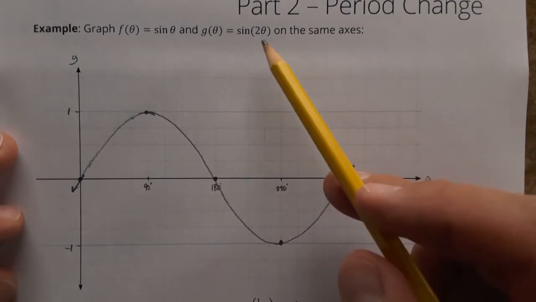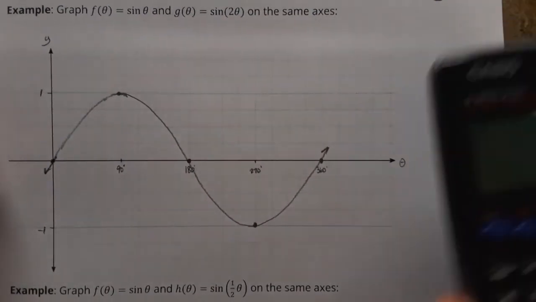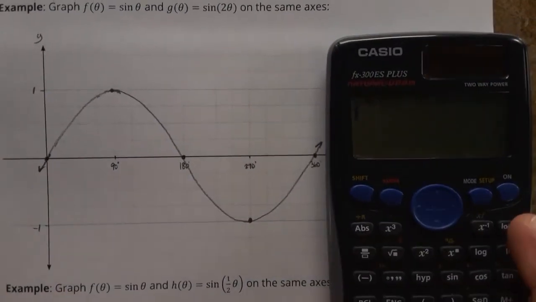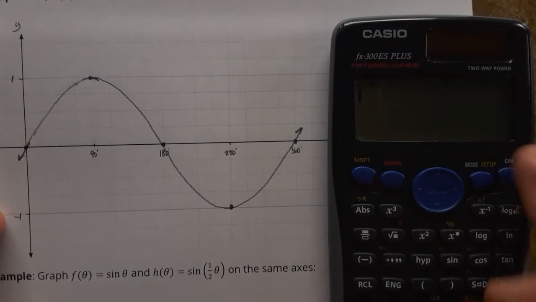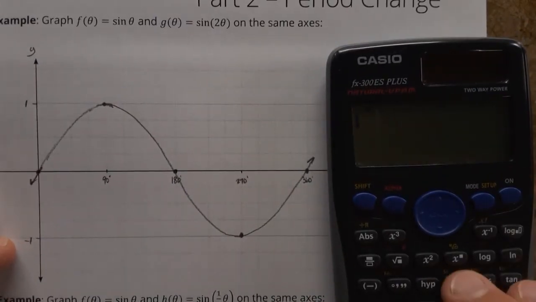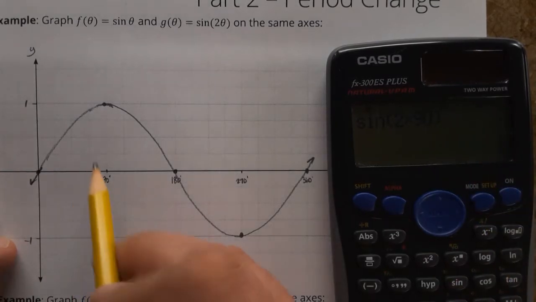Now let's graph sine of 2 times theta. I'm going to grab a calculator for this because I think this part is not very intuitive. So sine of 2 theta, let me type sine of 2 times 90 to begin with. And that gives us 0. So when theta is 90, we're going through this spot right here.